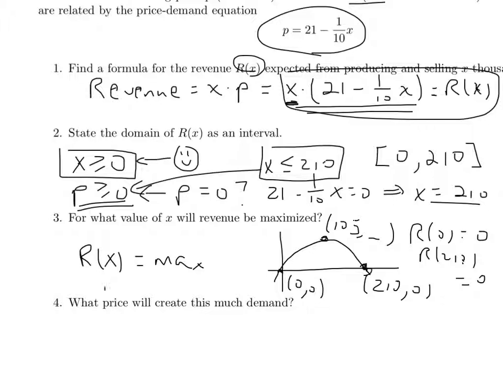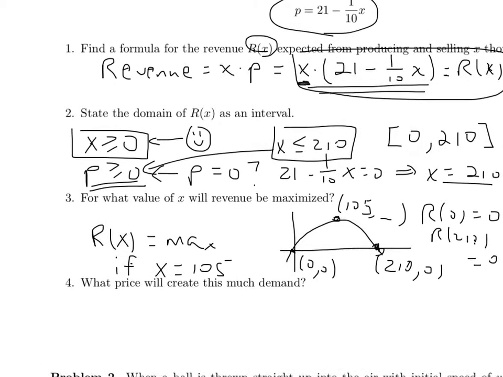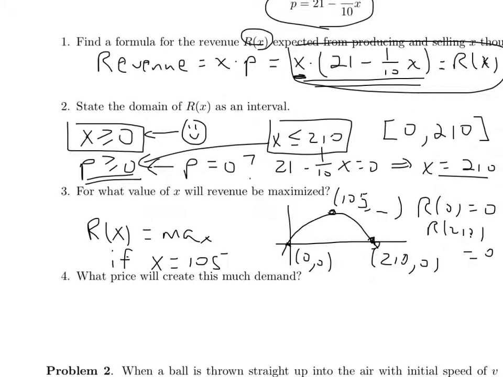So revenue is maximized if x is 105. In other words, selling 105 objects will give you the most revenue that you can get. If you sell more than that, your price will have gone down enough that you actually will be making less money from selling more than 105.